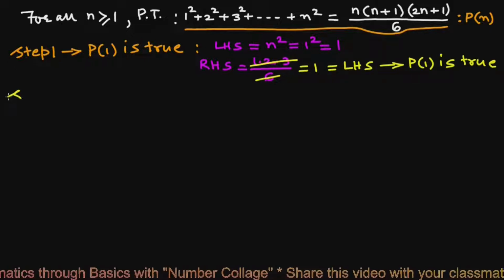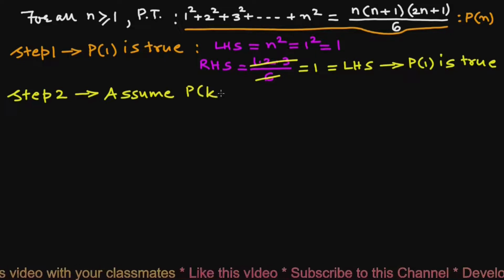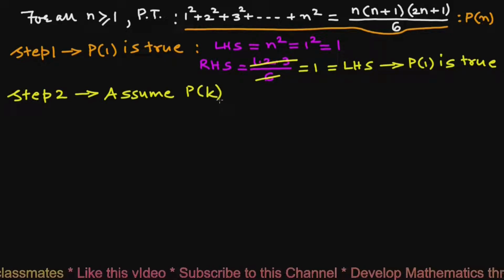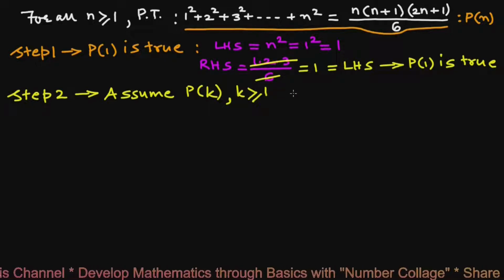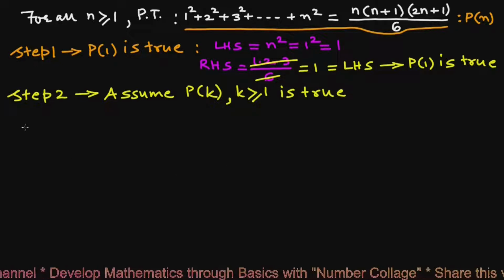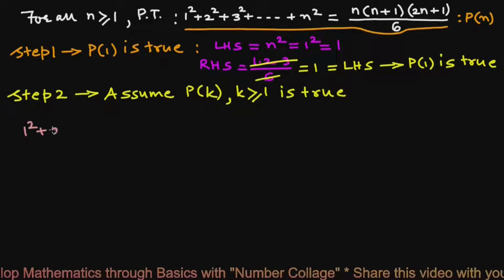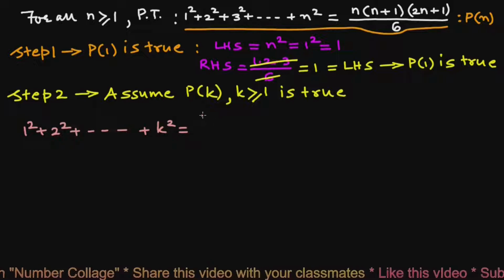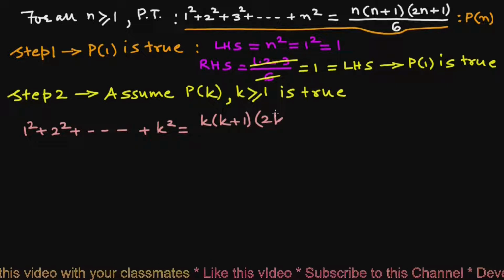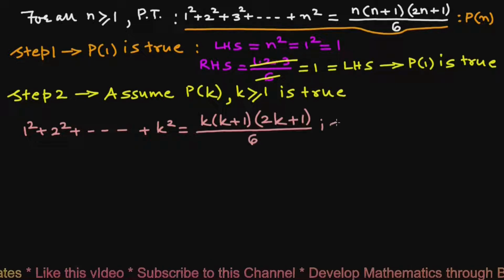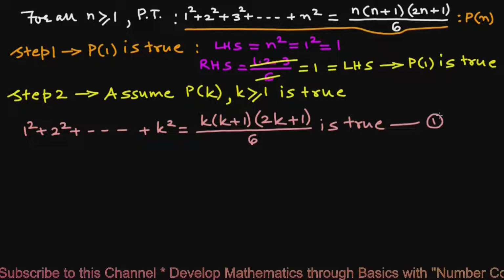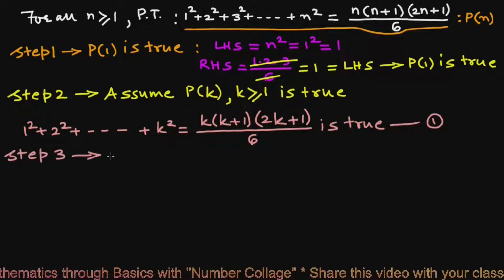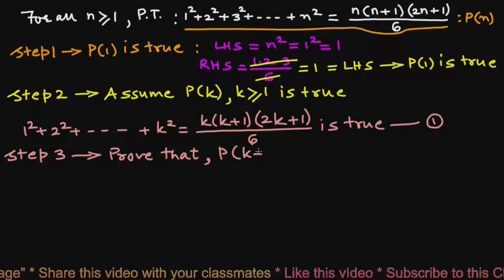In step 2, we assume that Pk is true where k is greater than or equal to 1, so 1 square plus 2 square plus up to k square equals k into k plus 1 into 2k plus 1 upon 6 is true. We name this 1. Now in step 3, we have to prove that Pk plus 1 is true.